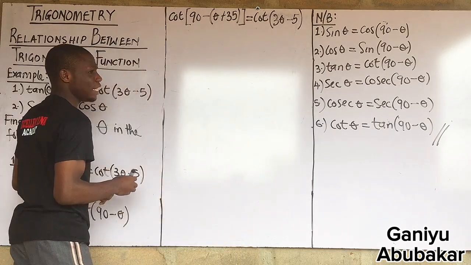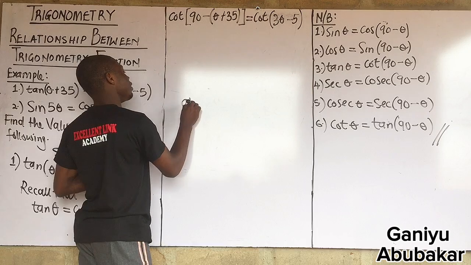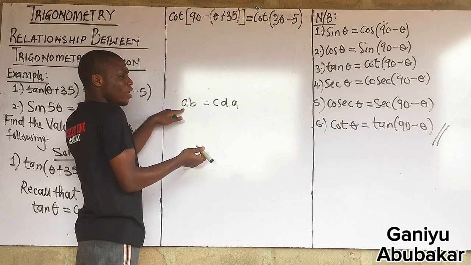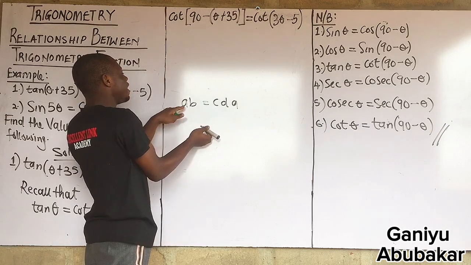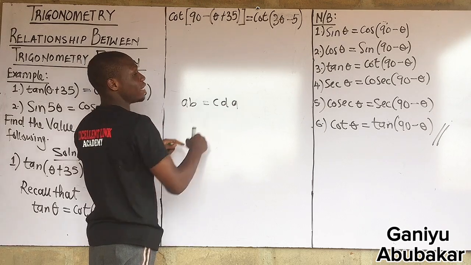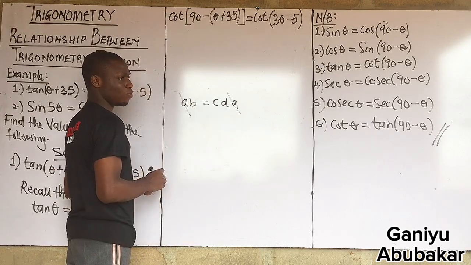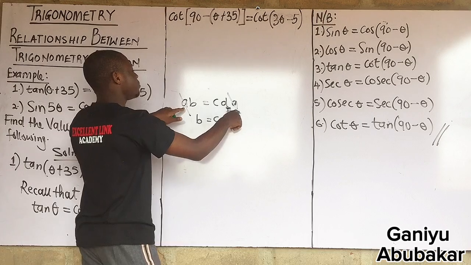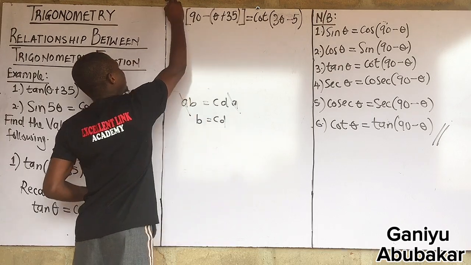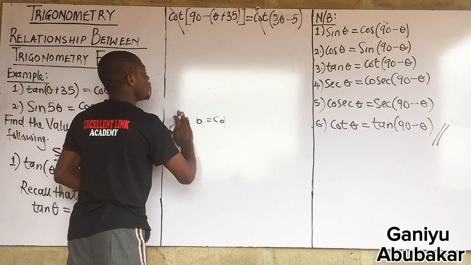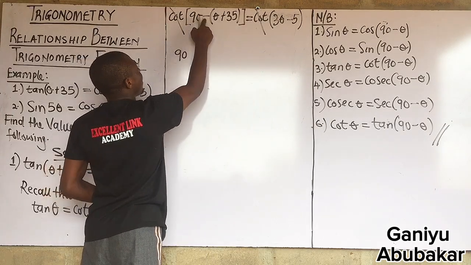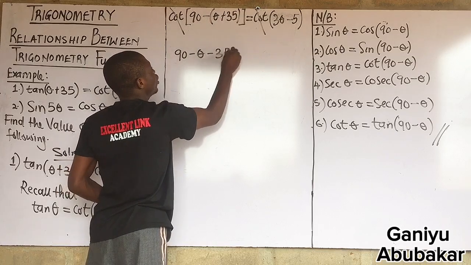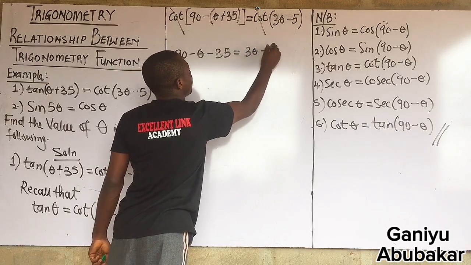At this point, let's get it right. In mathematics, if I have the same thing on opposite sides of an equal sign, they can cancel out. So the cot can cancel out the cot here. So I'll be left with 90 minus (theta plus 35), which is 90 minus theta minus 35, equal to 3 theta minus 5.